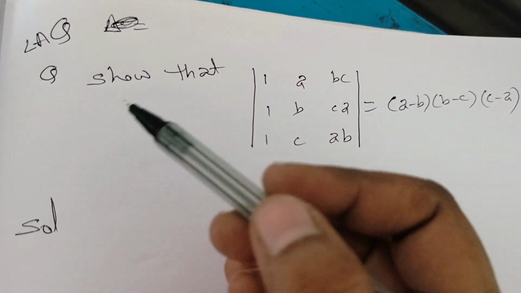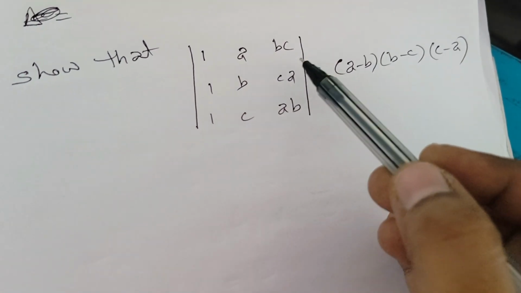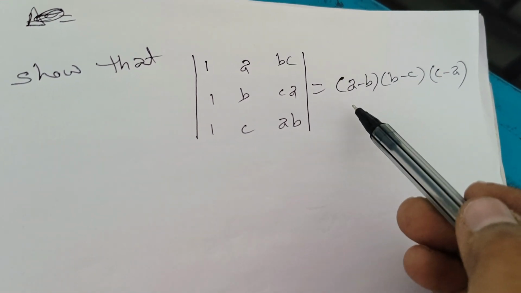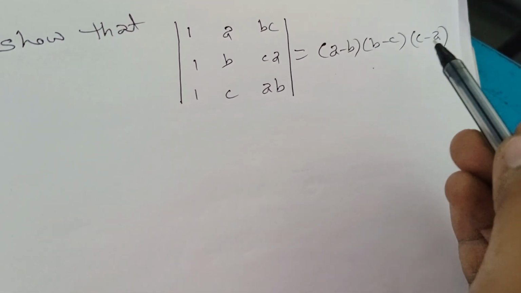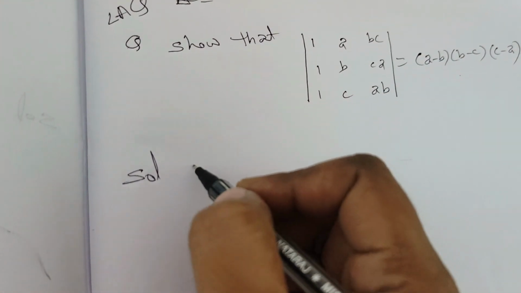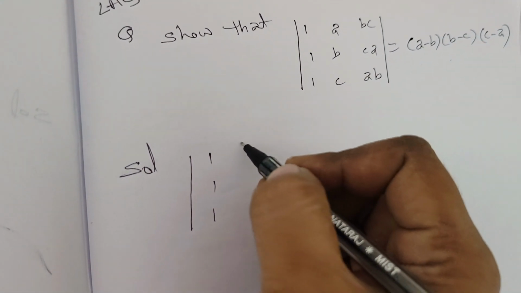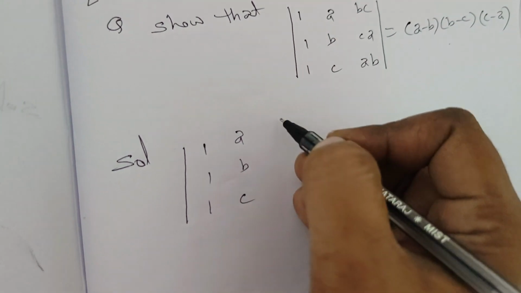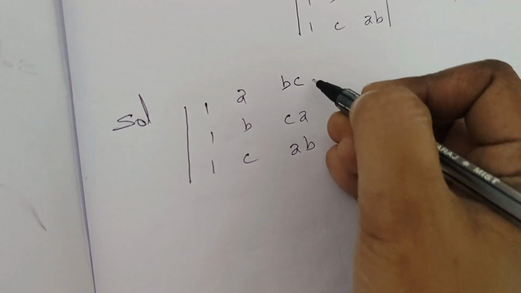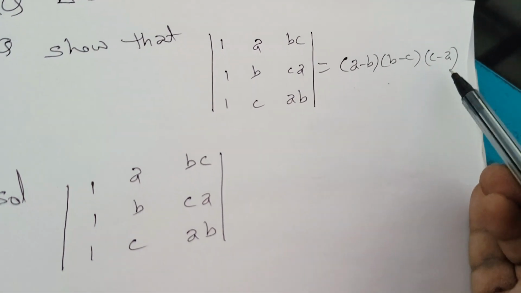This is LAQ. In this problem, we have to show that the determinant |1 a bc; 1 b ca; 1 c ab| is equal to (a minus b)(b minus c)(c minus a). So first we will write the given determinant: 1, 1, 1, a, b, c, bc, ca, ab. So on the right hand side we have a minus b, b minus c, c minus a.